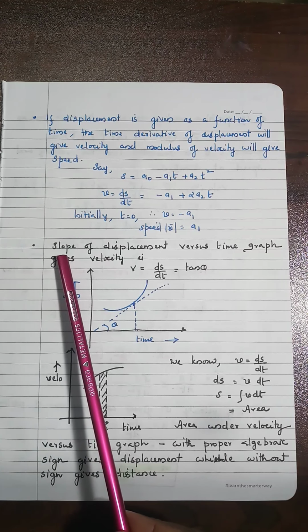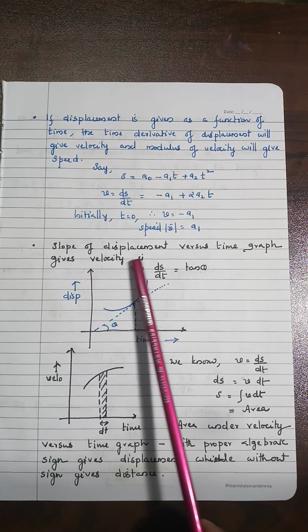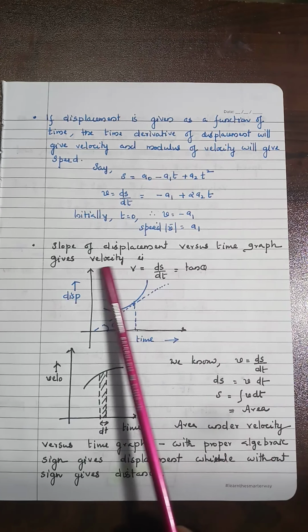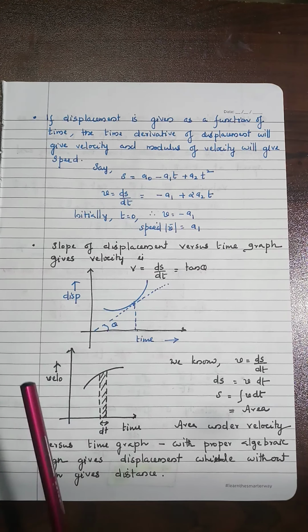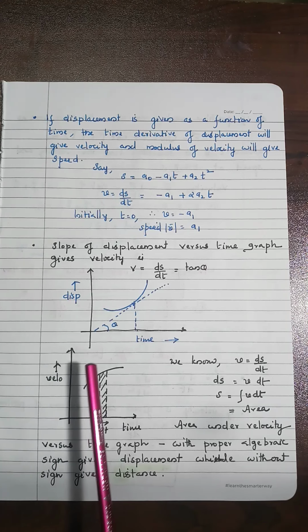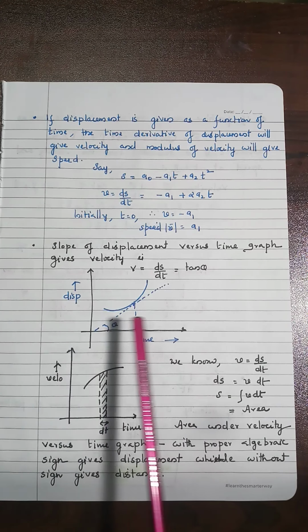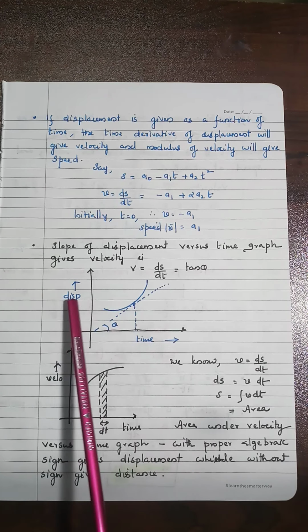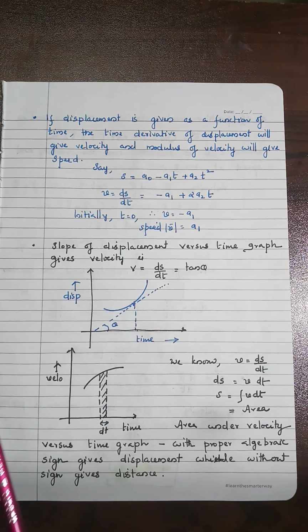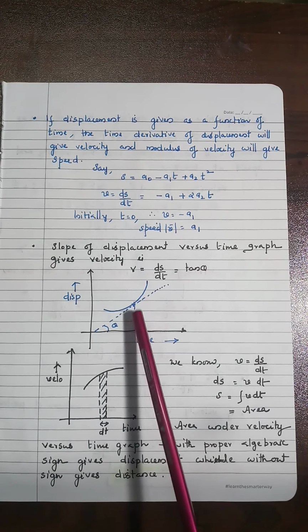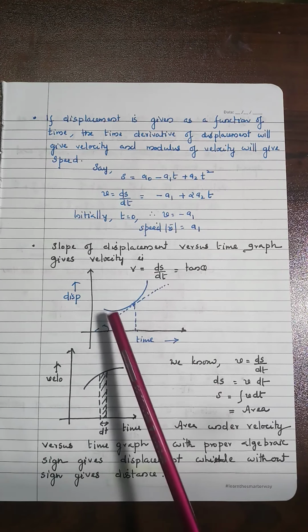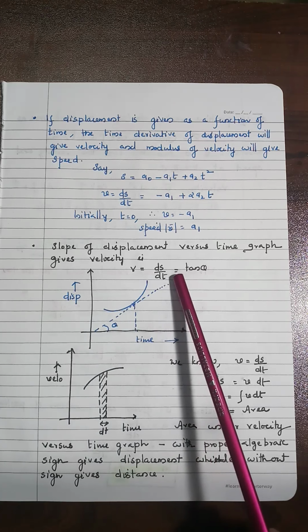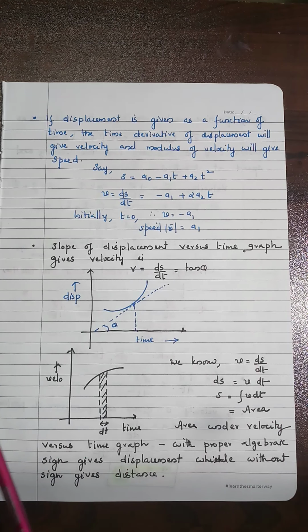See another very important point. The slope of the displacement versus time graph gives velocity. Look at the graphs. How can we find the instantaneous velocity? And see the case. Here the plotting is the displacement time curve. So at a particular time, you just take the tangent at that point, then we can find the instantaneous velocity.